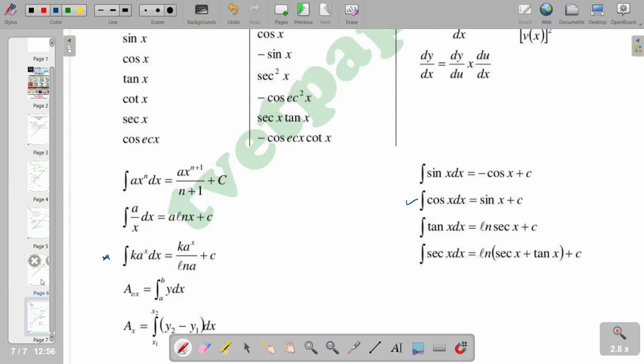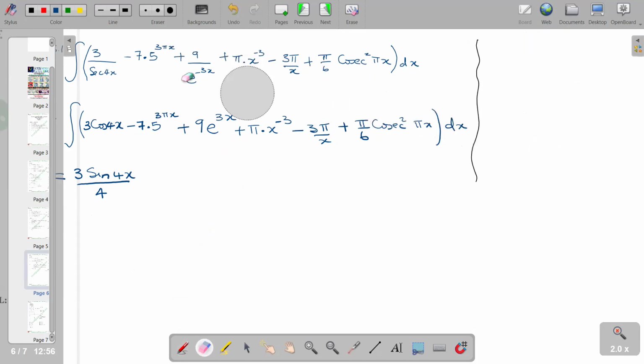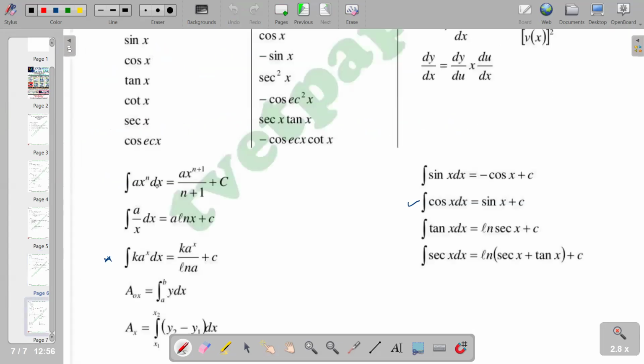So we are saying the integral of k a to the power x with respect to x must give us k a to the power x all over natural logarithm of a plus the arbitrary constant c. This is what we got from the formula there.